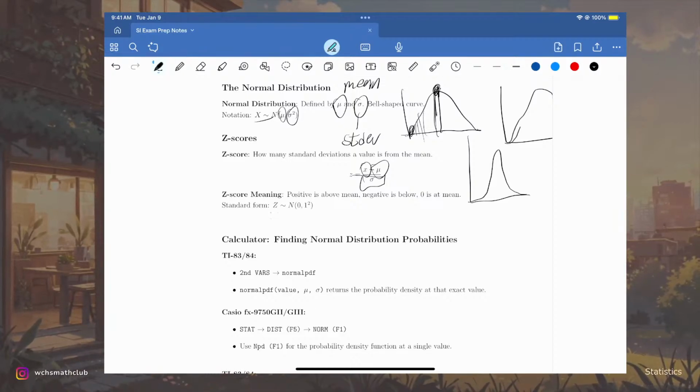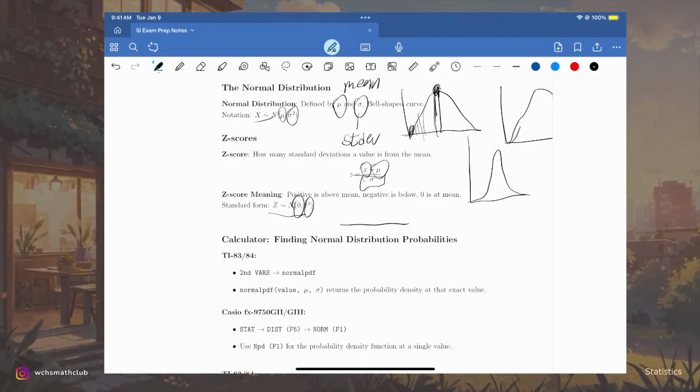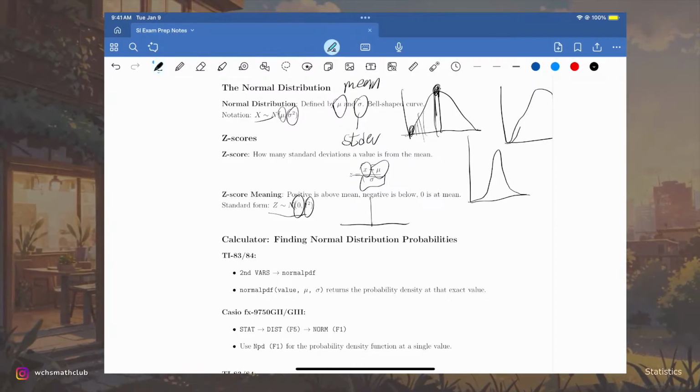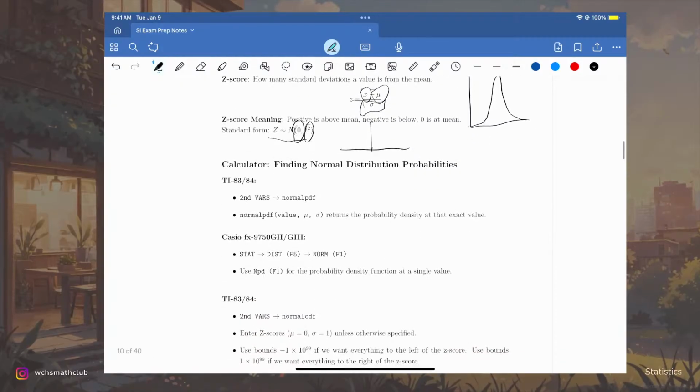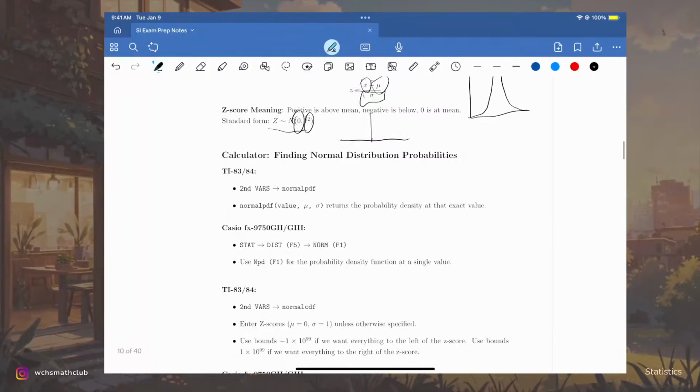And the standard form is with a mean of 0 and a standard deviation of 1. That means that any normal distribution curve can be scaled down into something with a mean of 0 and standard deviation of 1. And this will be really useful for some problems that I'll probably go over later.